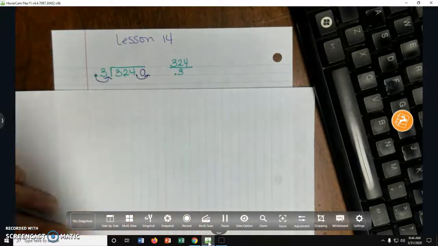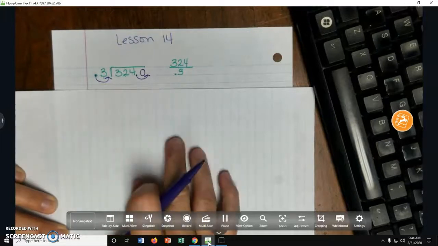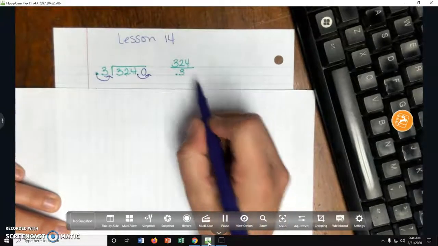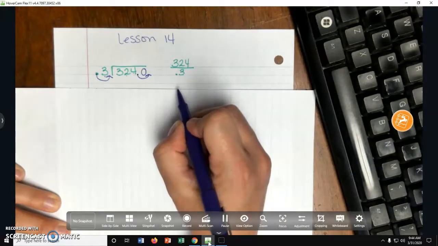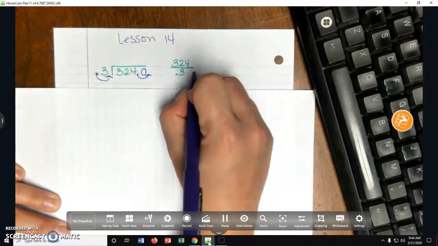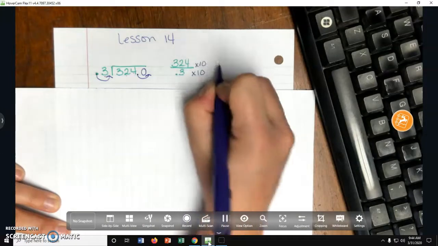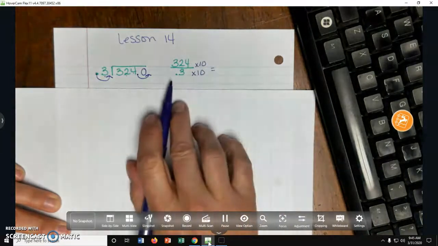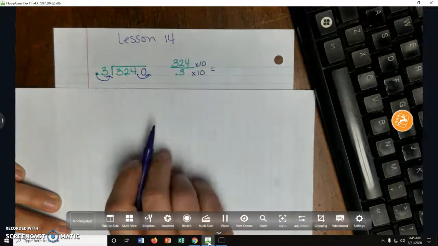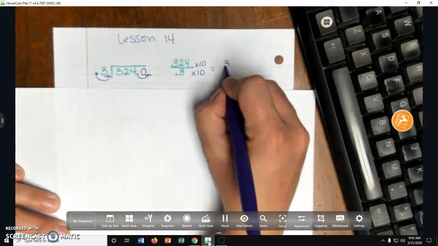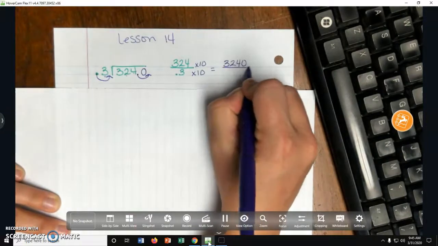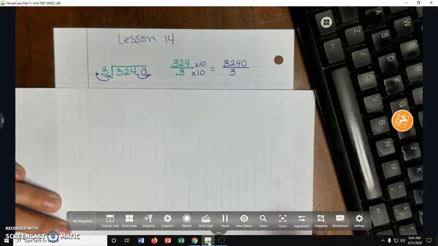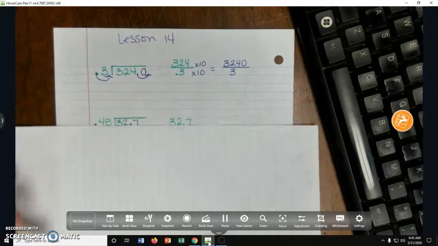So I'm now dividing 3,240 divided by 3. Mathematically, what you need to understand is, if we write it this way, what am I really doing when I'm moving that decimal point 1 to the right? I'm really multiplying it by 10. Whatever I do to one side, I have to do to the other. So multiplying the divisor by 10, I have to multiply the dividend by 10. That would give me my new problem of 3,240 divided by 3. We're not going to solve them quite yet, just wanting to show you the mathematics.